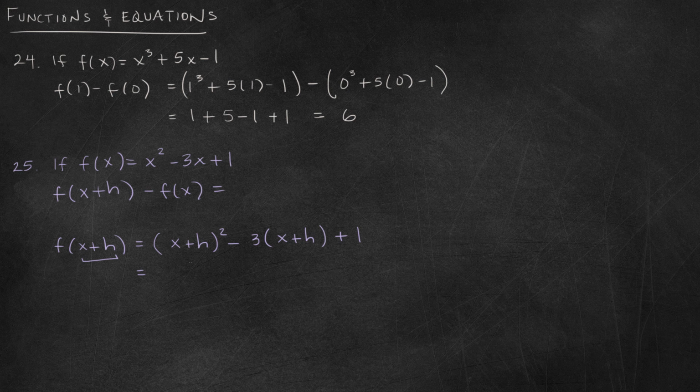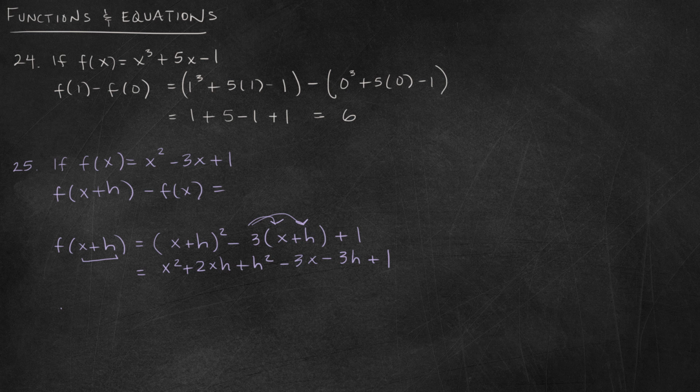And then I can expand that. I get x squared plus 2xh plus h squared. I distribute the negative 3. So minus 3x minus 3h plus 1. And I combine any like terms. I don't see any like terms. So that's my f of x plus h.